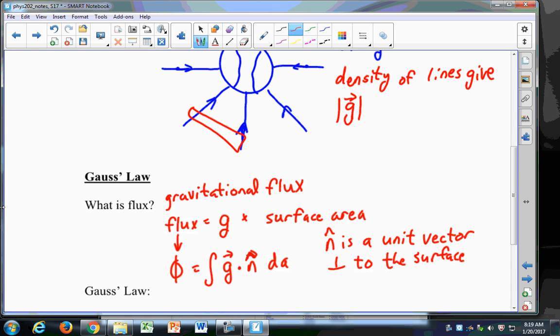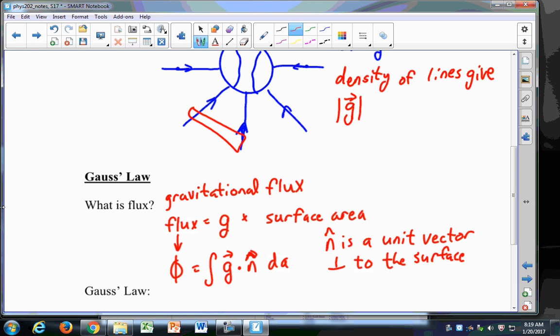Well, N has a magnitude of 1, right? G has a magnitude of G, whatever it is. They're in the same direction, those two vectors, and so the dot product is going to be G, right? So if my vector N and my vector G are in the same direction, then my value for the flux is going to be G.